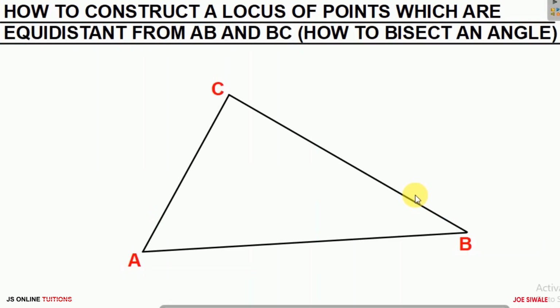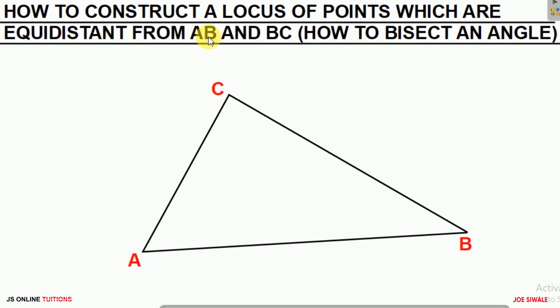Let us now look at how to construct a locus of points which are equidistant from AB and BC. So this type of question means how you can bisect an angle, and how we're going to identify the angle that we're going to bisect. We're going to check the letter that is common. So we have AB, then we have also side BC. So our side B there is common, so we need to bisect angle B.